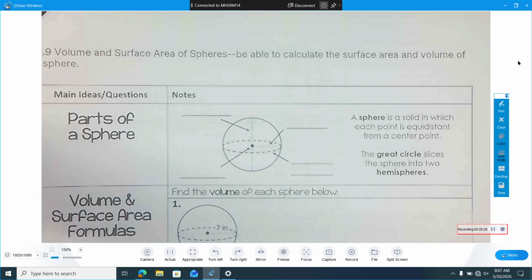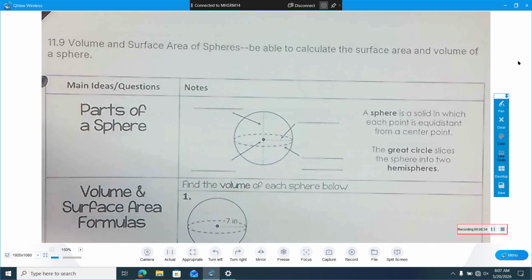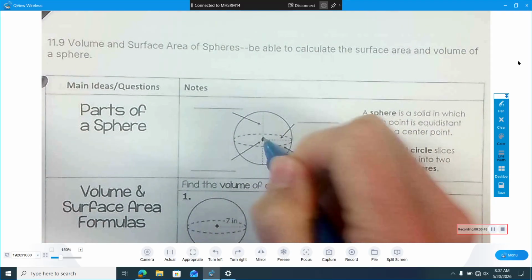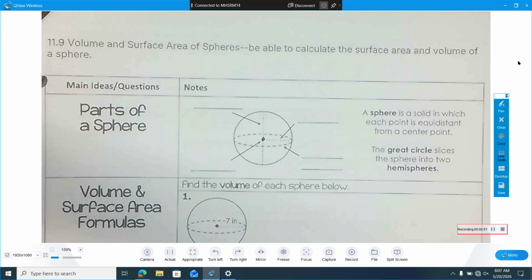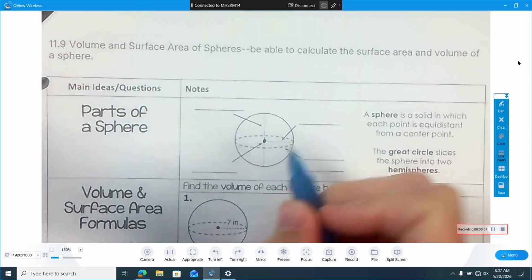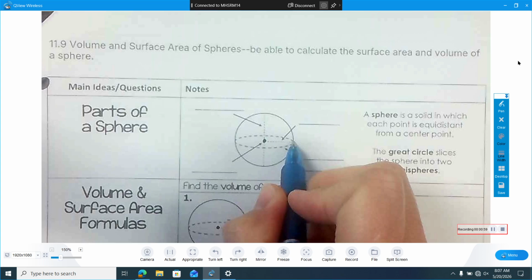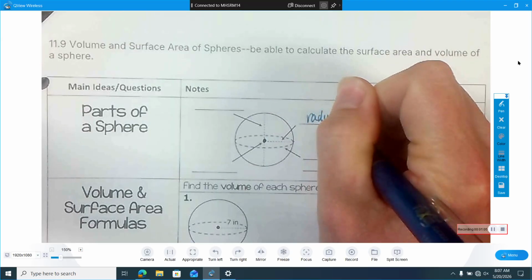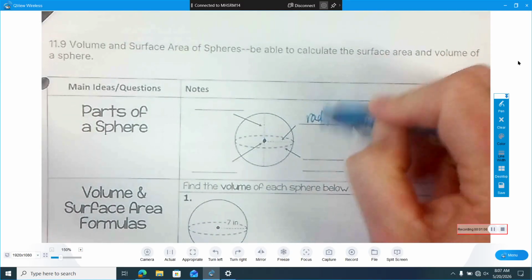Welcome back. All right. We're talking about spheres today, volume and surface area of spheres. We want to be able to calculate each, and they are formula driven, so super easy. We have a few parts of the sphere that we want to make sure we understand. First, a sphere is a solid in which each point is equidistant from the center point. So much like the Earth's core, which is at the very center of the Earth, a sphere has a central point. And from that center to the edge of the sphere, what is that known as? The radius. So it's the same as in a circle, R-A-D-I-U-S.